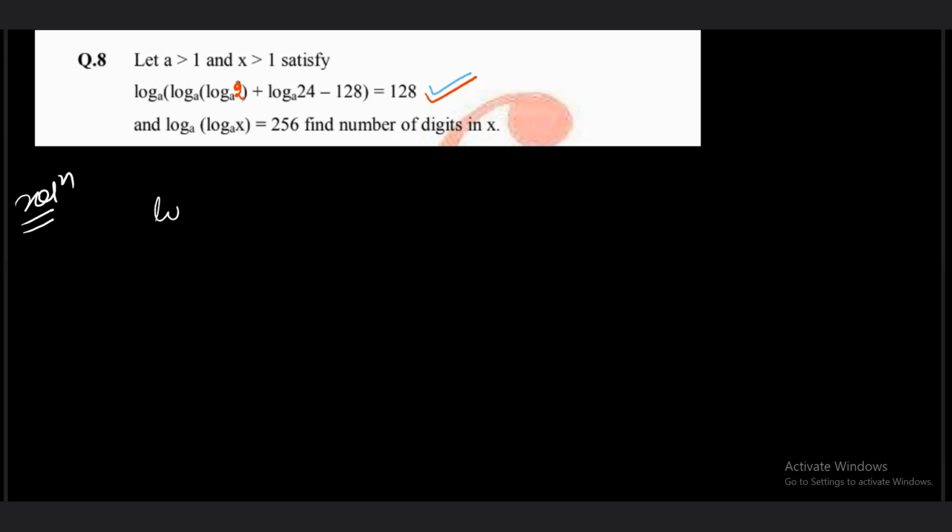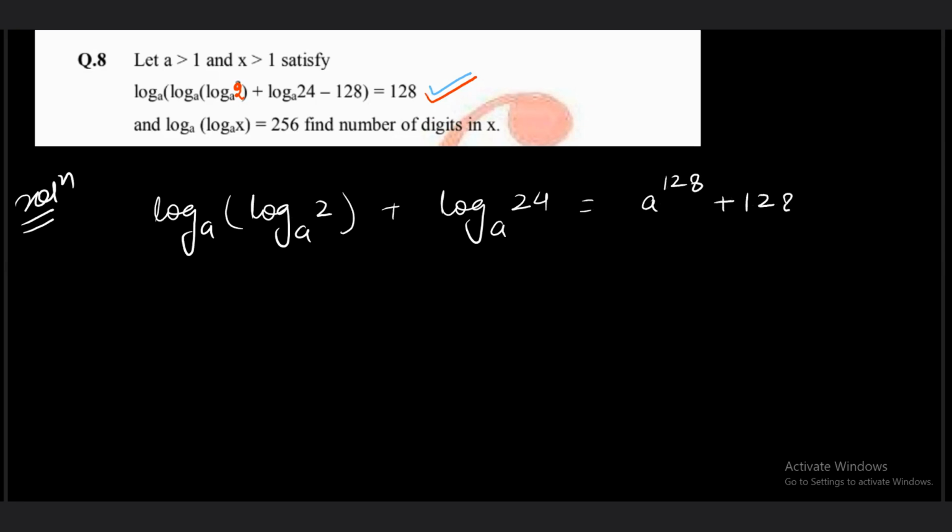ये लिखा हुआ है हमारे पास log to the base a, log 2 to the base a, plus log 24 to the base a is a raised to the power 128 plus 128. I hope you must have noticed that 128 को भी मैंने right hand side shift करके लिख दिया है. ठीक है, इसे और क्या लिख सकते हैं? This we can write as log to the base a, log 2 raised to the power 24 to the base a. I just clubbed these two: log a plus log b is log ab, and then I shifted the number written in front of log to the index of the number.